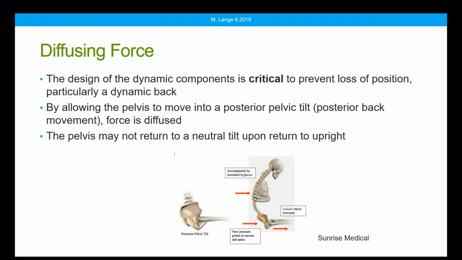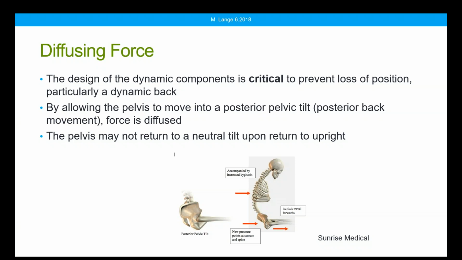So think about how you're seated right now. Let's say you're sitting up nice and tall, and you go ahead and lean back, and then you come forward again to your starting position. When you lean back, it's very easy for the pelvis to fall into a posterior pelvic tilt. So each of these dynamic components have different strategies to prevent that from happening.